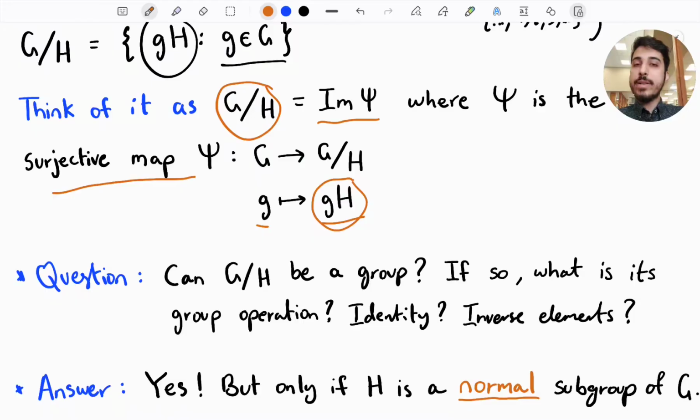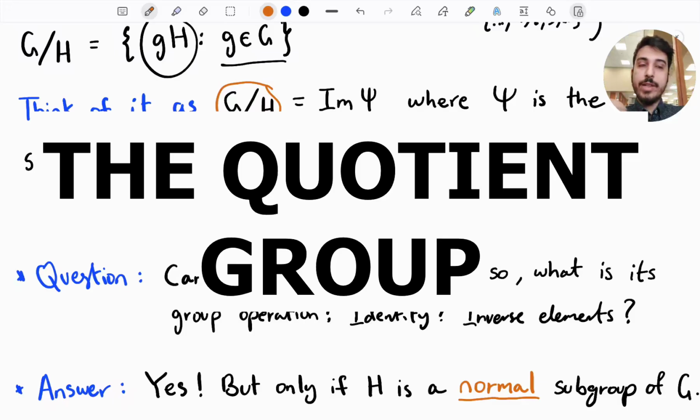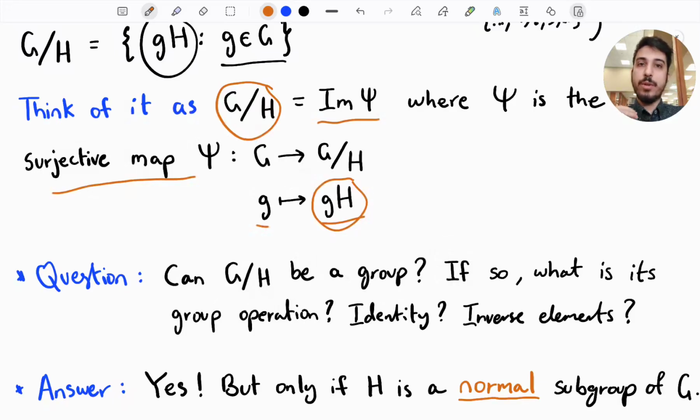If so, what is its group operation? What is the identity? And what is the inverse of a coset of H, an element in G/H? The answer is yes, it can be a group, but only if H is a normal subgroup of G. And that is the importance of having a normal subgroup, because then and only then is G/H a group. And I will be defining what a normal subgroup is.